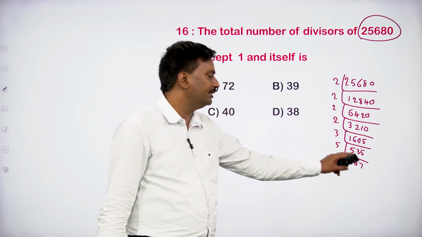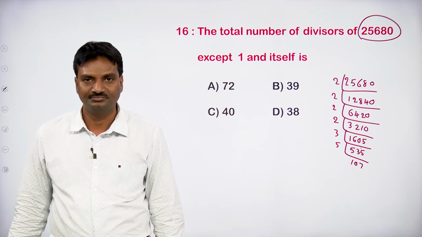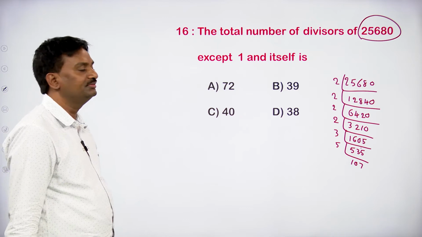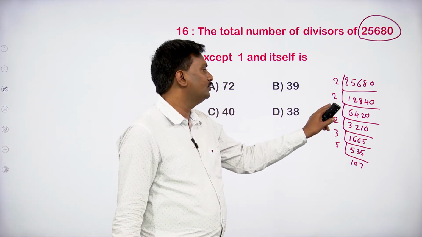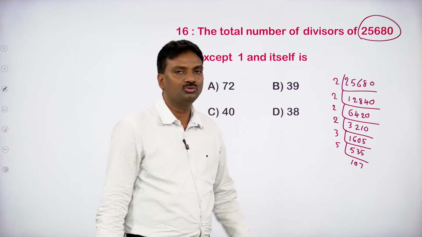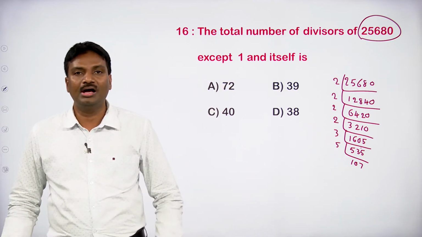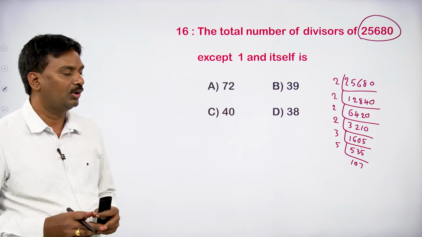So, I think 107 is the prime integer. Now we have to express 25,680 as 2 into 2 into 2 into 2, that is 2 power 4, into 3 power 1, into 5 power 1, into 107 power 1.